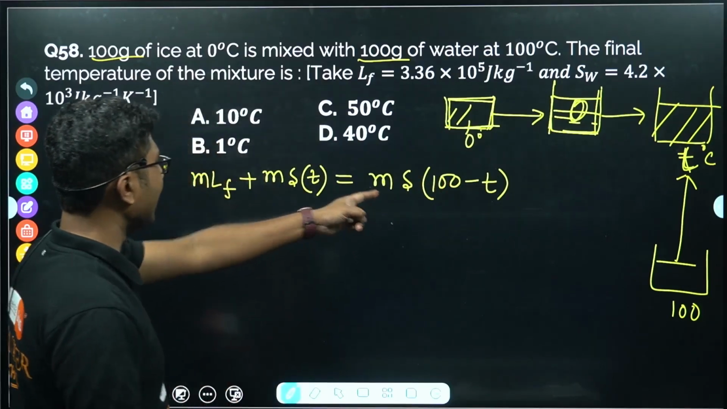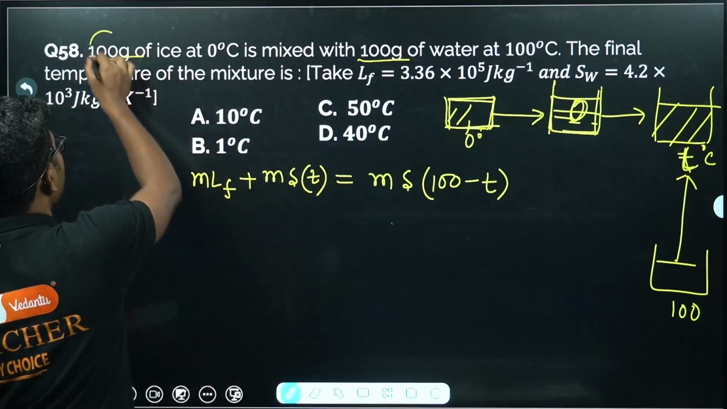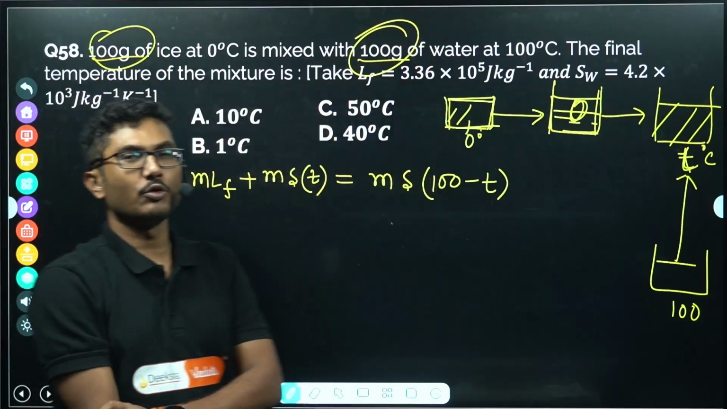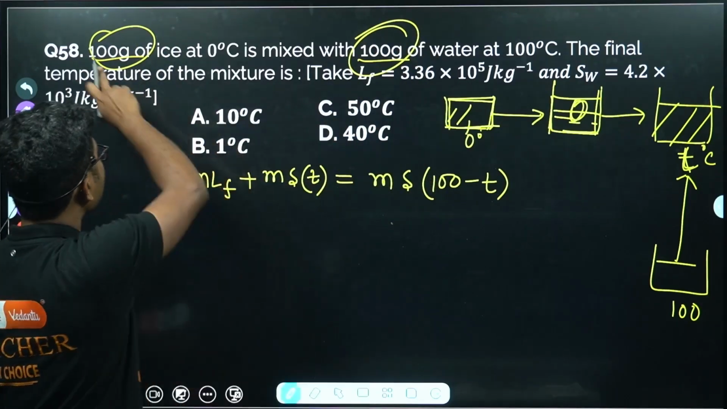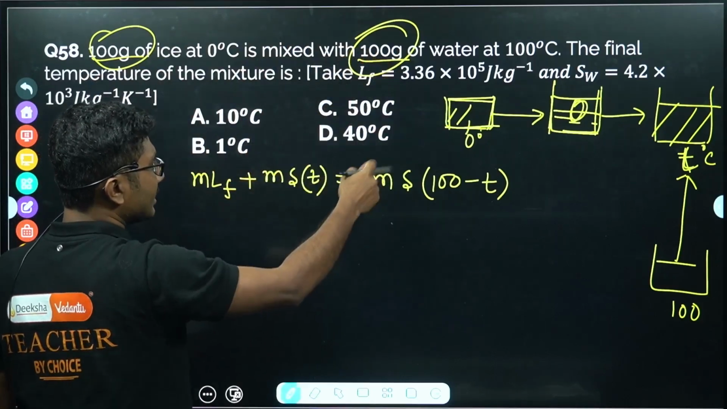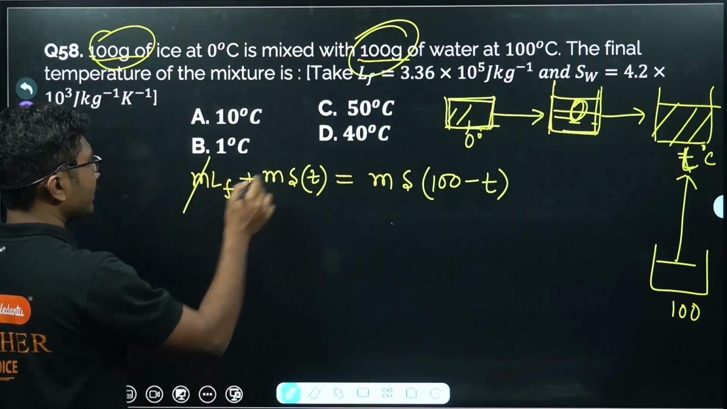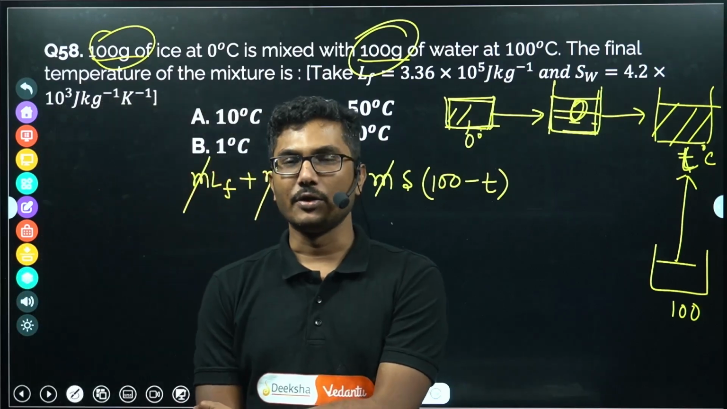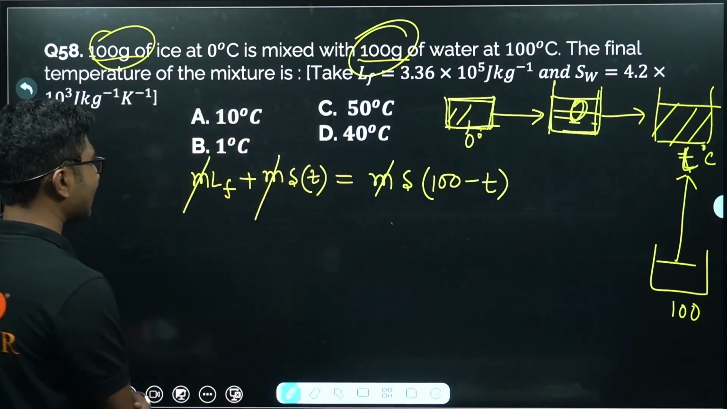Now, why have I written m for everything? Because if you see, this was 100 gram, and this is also 100 gram. So I have written both cases as 100 gram. If this was 100 gram and this was 200 gram, then this would have been different, right? Since they are both 100 gram, I don't need to convert units and do a longer calculation. I can simply cancel them.